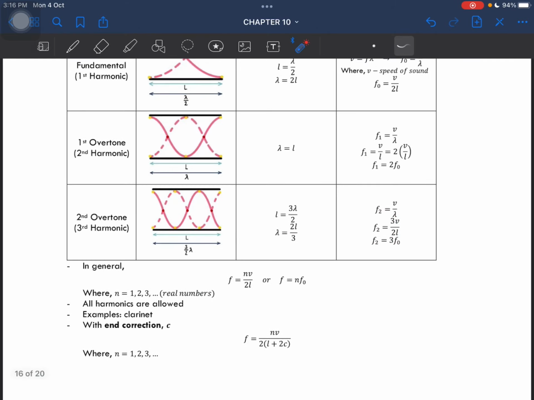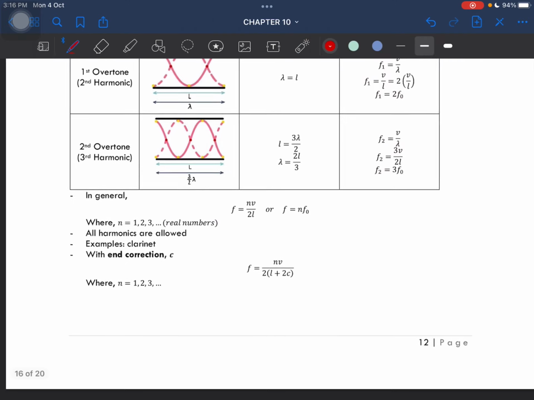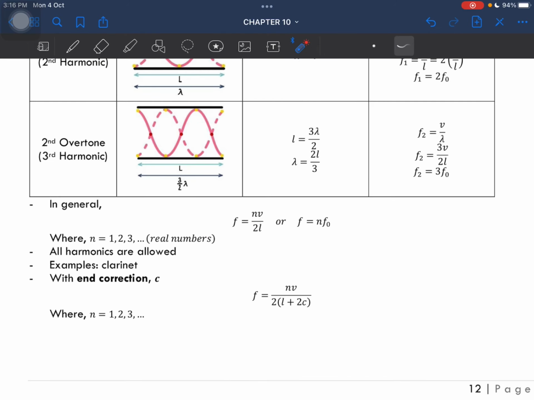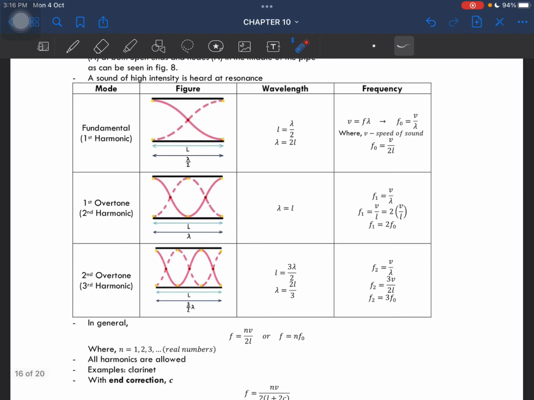Again, we can see a pattern from this formula here. So we can generalize that into a general equation, which is this one. And the value of n this time is whole numbers. It's no longer odd numbers, it is just whole numbers, starting from 1, 2, 3 up until 4, 5, 6, 7 and so on. At this point, all harmonics are allowed.